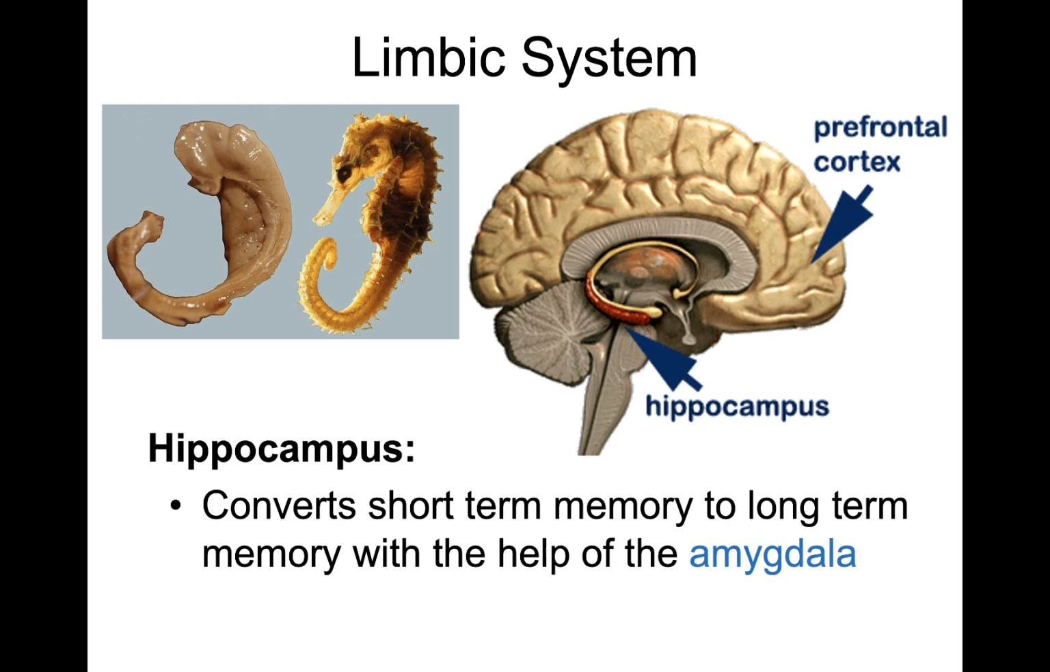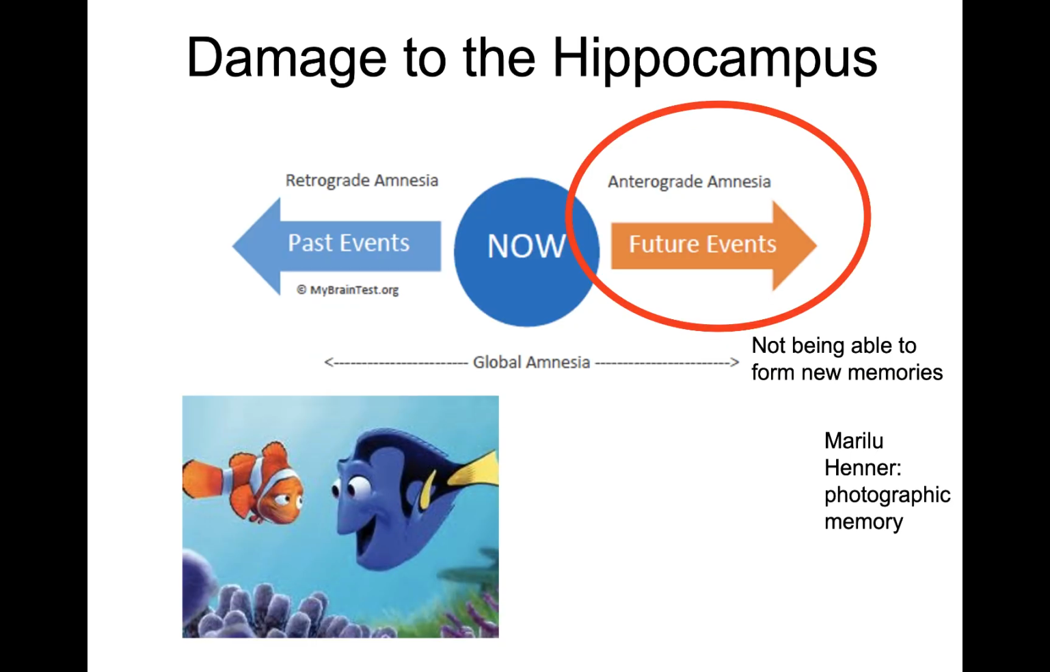So what if you damage this? You damage this, then you can't get stuff into your memory. We call that amnesia. So if you forget who you are, that means all the memories that you made in the past are gone. You don't know what your name is. You don't know who your family is. You don't know where you live. That's called retrograde amnesia.